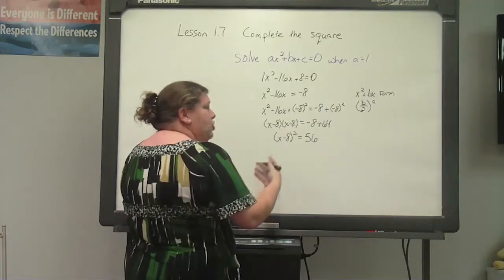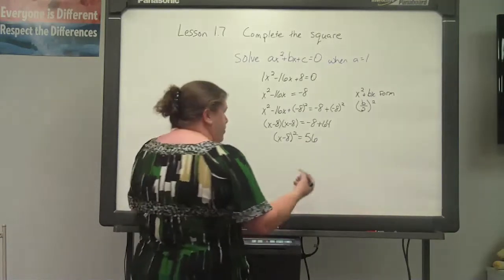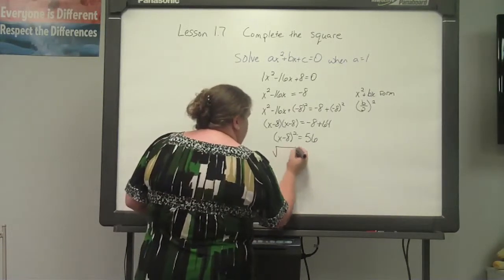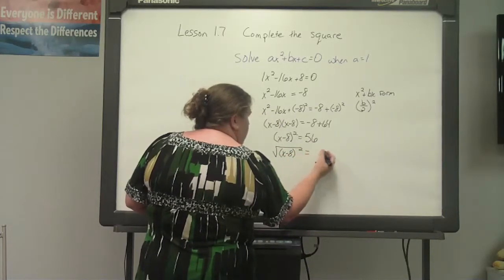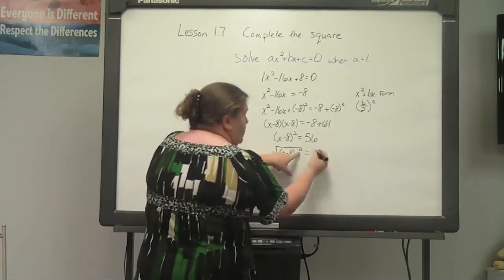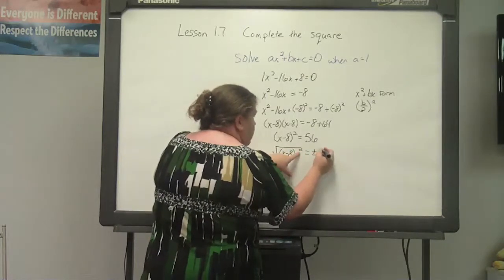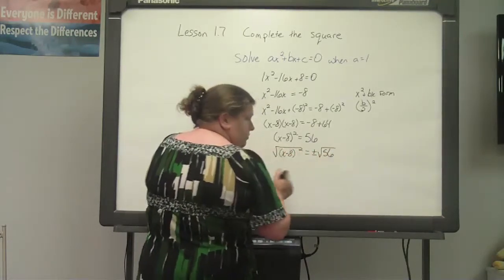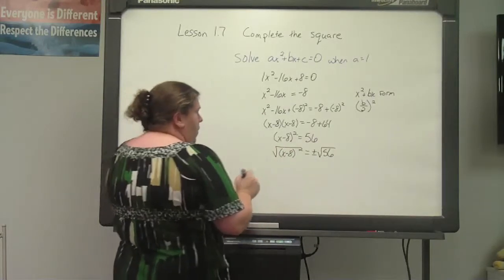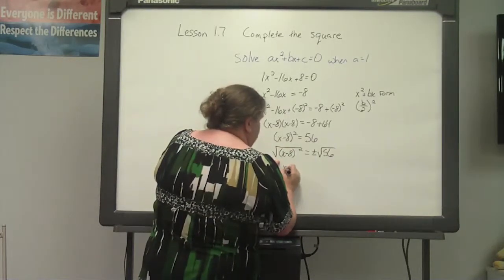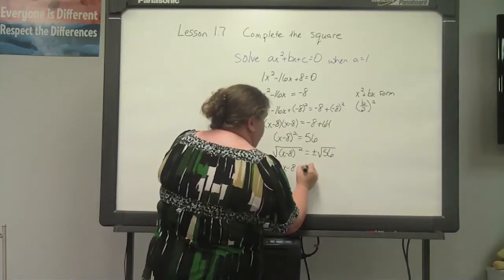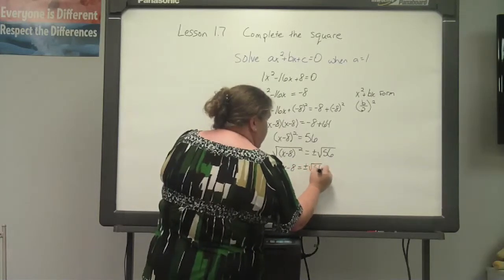The next thing we have to do is get our squared to the other side. So the opposite of squared is square root. And so I'm going to go ahead and square root x minus 8 squared equals, again, because it says squared, it's a positive or negative square root of 56. What that leaves is x minus 8 equals a plus or minus square root 56.